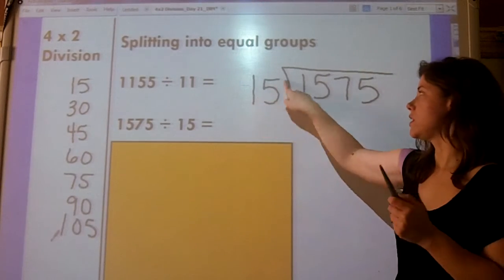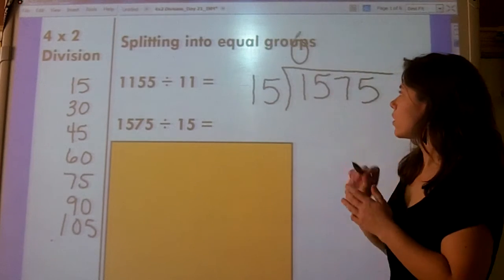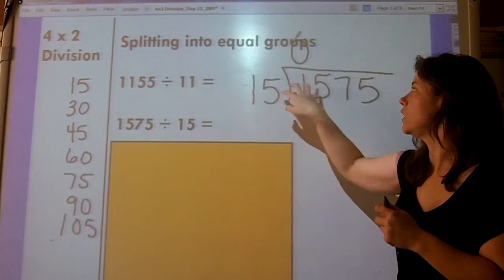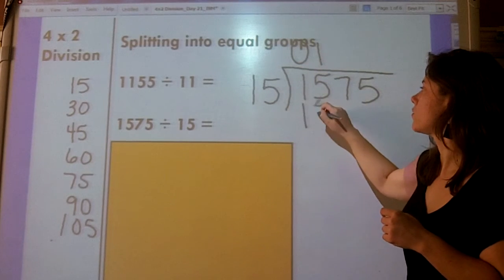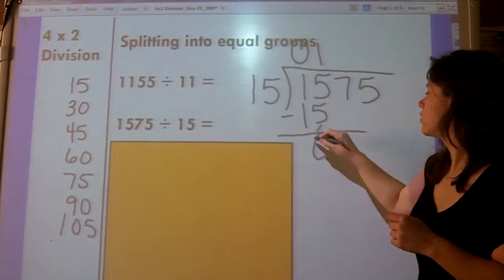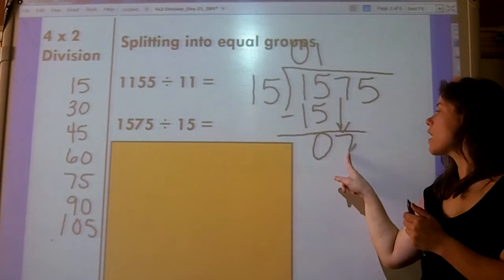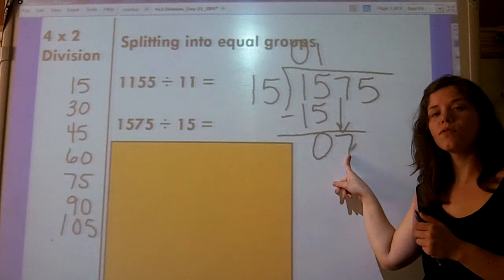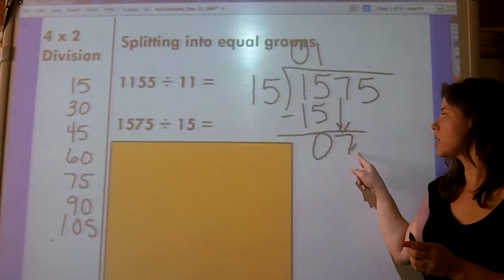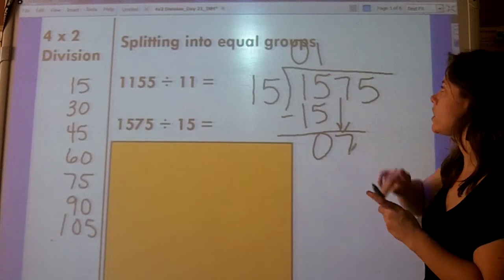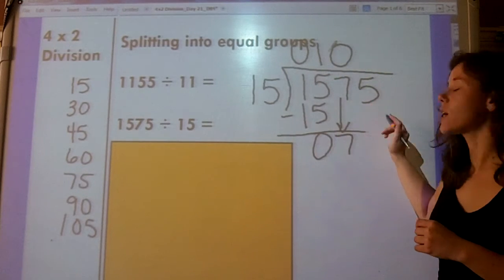Can I count by 15s to get to 1? No. Put up a placeholder and move over. 15 goes into 15 one time because 15 times 1 is 15. Can I count by 15 to get to 7? I can't because 15 is too big. This is another example of where 15 can't go into 7 and I don't have anything up here, so I need a placeholder. Now I can bring down my 5.